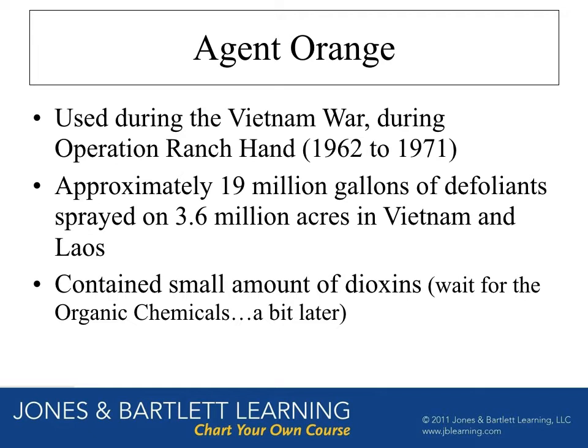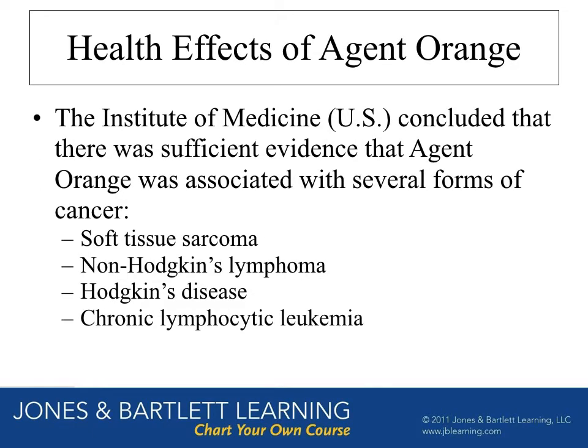Interesting, and we'll talk about this in the organic chemical section a little bit later, but Agent Orange, as a byproduct of its manufacture, also contains small amounts of dioxin. Some of the health effects were a long-going controversy and are still not completely resolved. However, the Institute of Medicine concluded after quite a number of years post-Vietnam that Agent Orange was in fact associated with several forms of cancer.